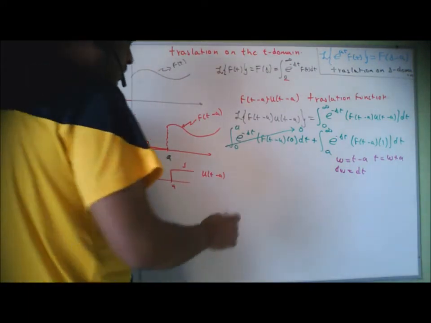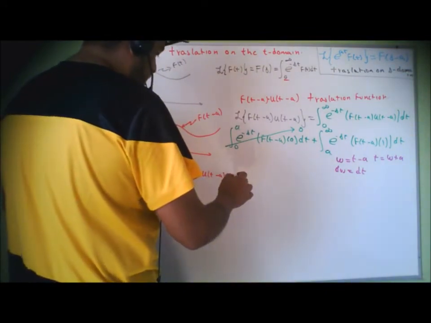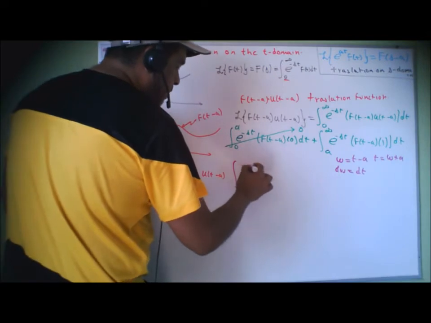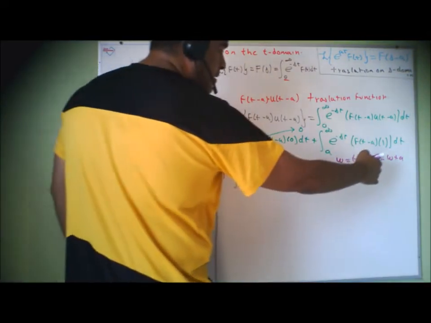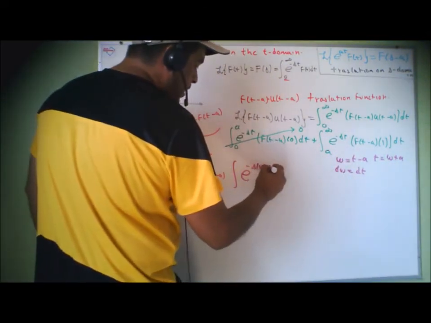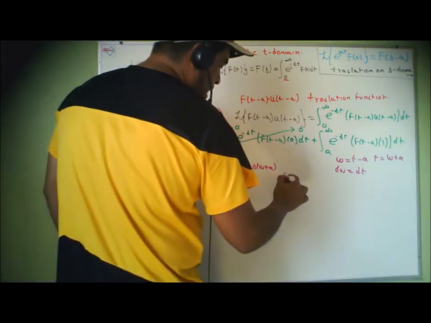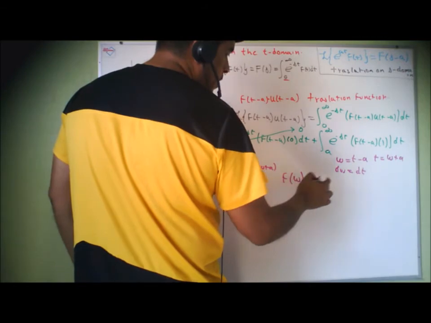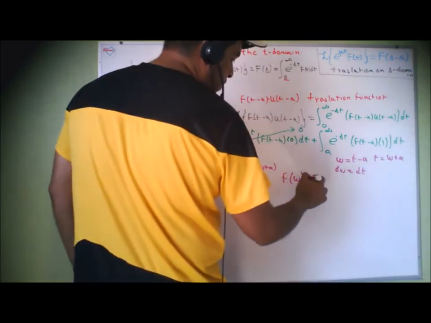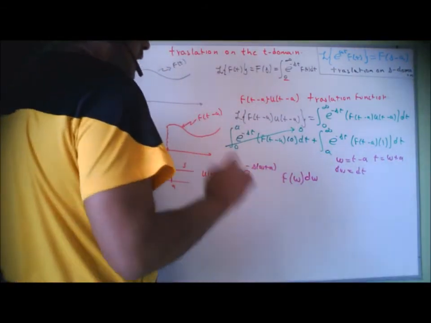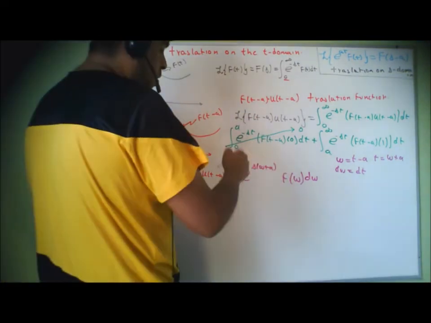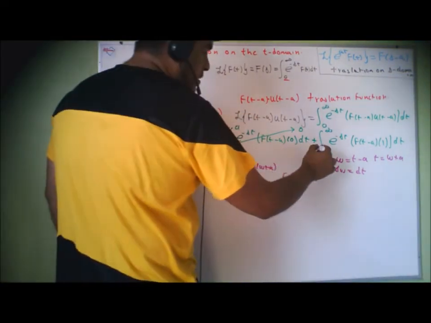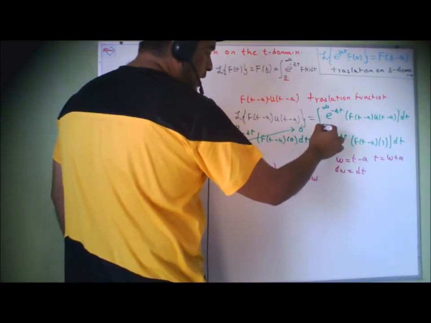Okay, so let's see what happens if we change that integral. Exponential of minus s, and the t happens to be w plus a. F of t minus a happens to be w. Differential of t happens to be differential of w. Alright? Now be careful here, because you also have to change the limits. So t is equal to a and t is equal to infinite.